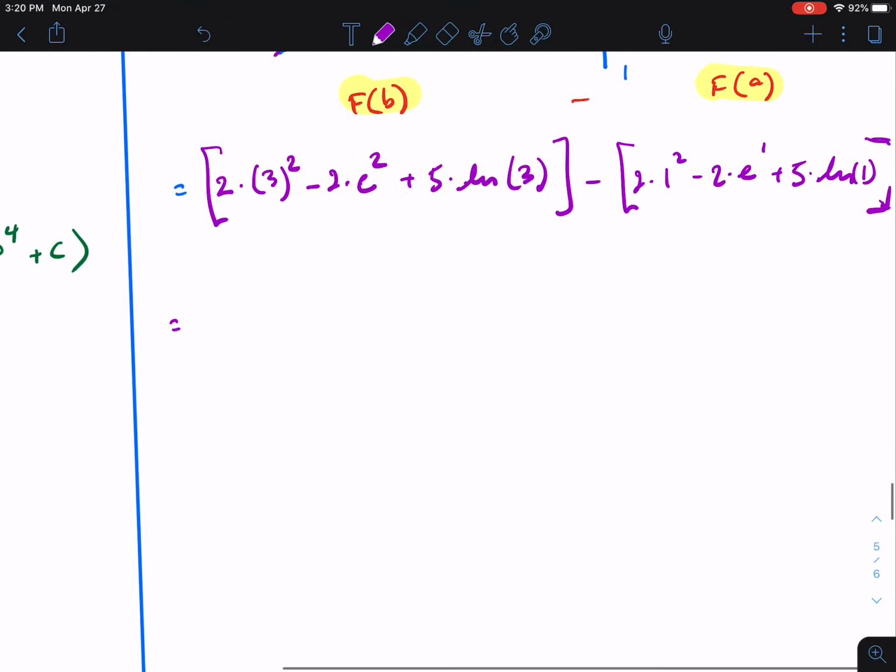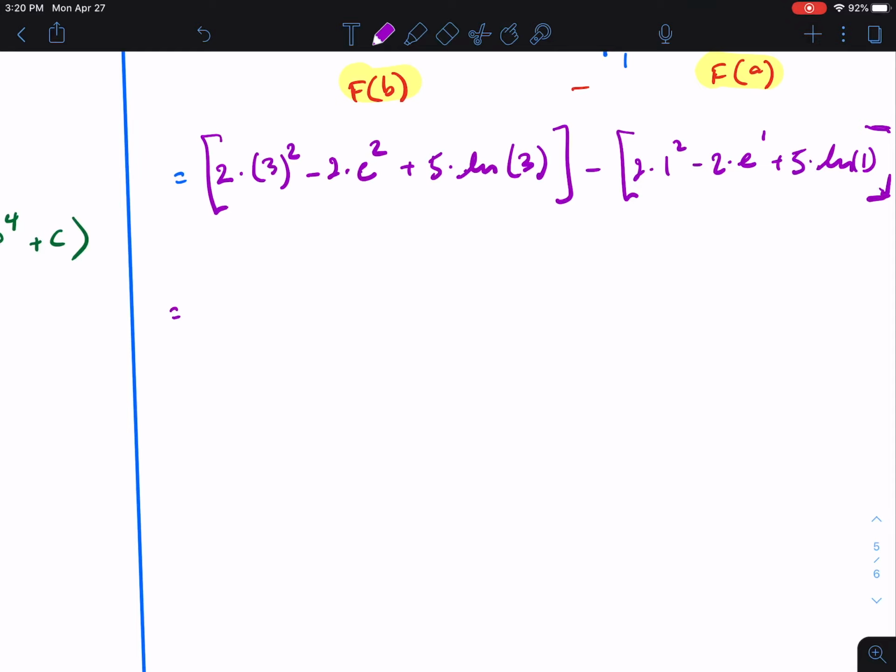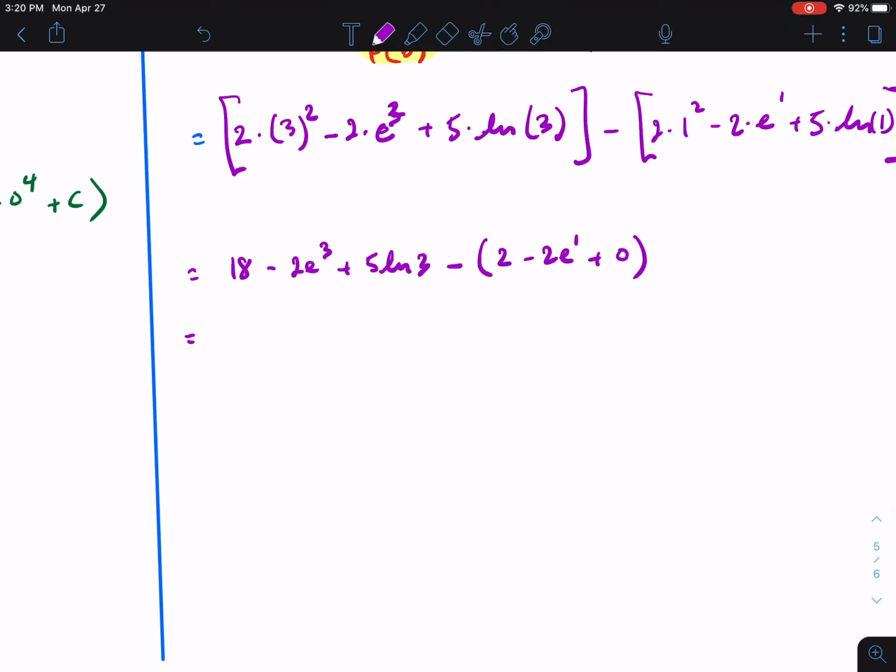You know, it can get a little messy, so you want to do as much simple math as you can before you plug into the calculator and get the answer. So right here, I'm going to get 18 minus 2e to the third plus 5 times natural log of 3, minus, we have 2 times 1 minus 2e to the first plus natural log of 1, which is 0. So 5 times 0 is just 0 there. Then 18 minus 2 is going to be 16. These two guys are not like terms, so we're just going to write them out like that, plus 2e to the first plus 5 natural log of 3.